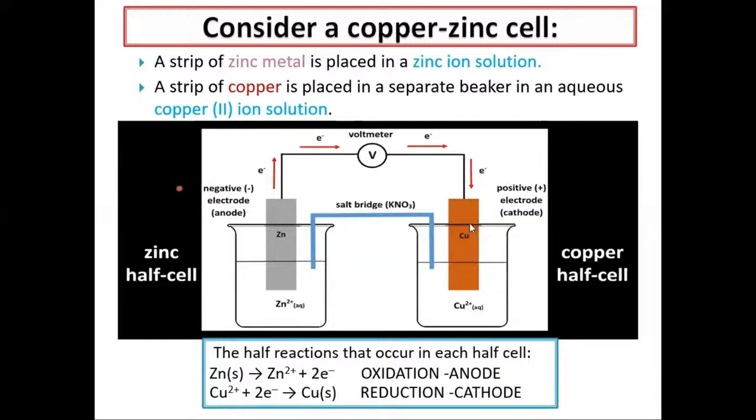It means that the copper will increase in size. You see, it will increase in size. Why? Because it forms a solid. Yes, if it forms a solid, then the cathode is always increasing in size.